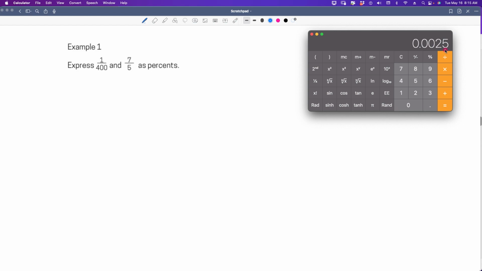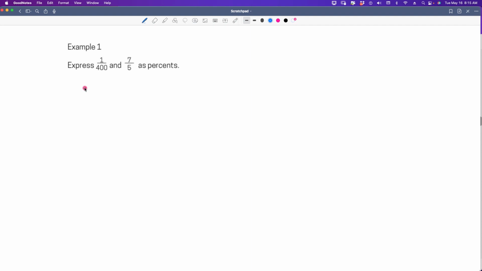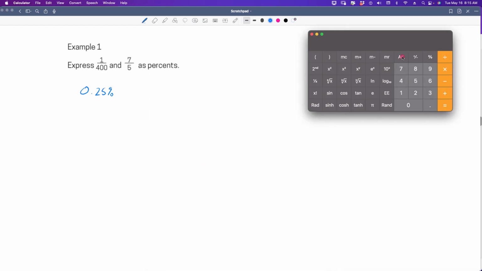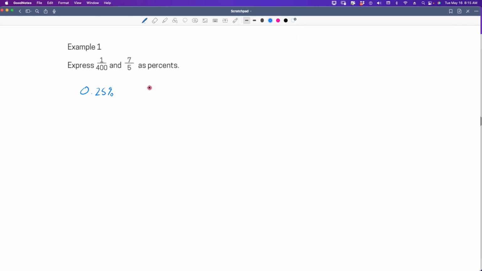0.0025. Now to convert that to a percentage, we just move the decimal place back, or we multiply it by 100, which is the same thing. So that's going to be 0.25% for 1 out of 400. So let's do the same thing for 7 over 5. So 7 divided by 5 is equal to 1.4. We're going to multiply that times 100 to get our percent. So 140% is the same as 7 over 5.